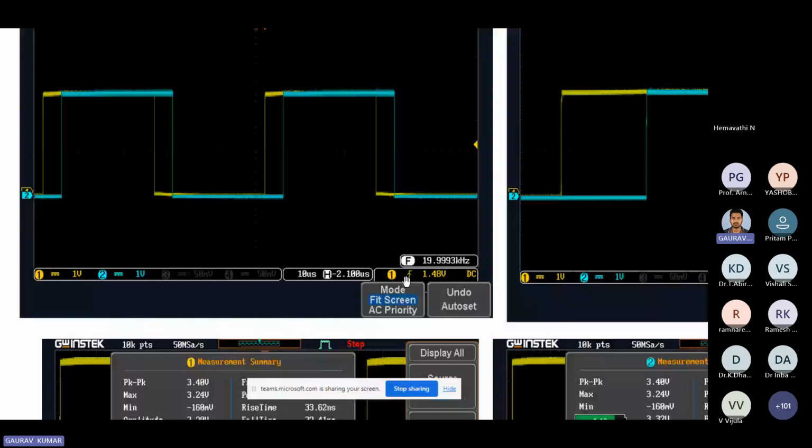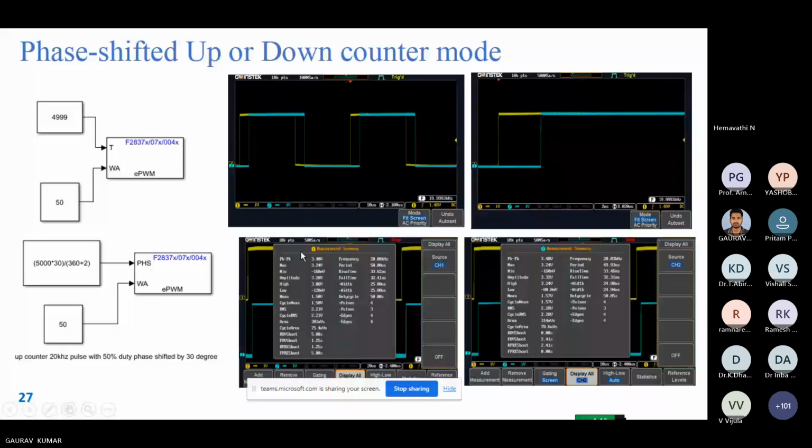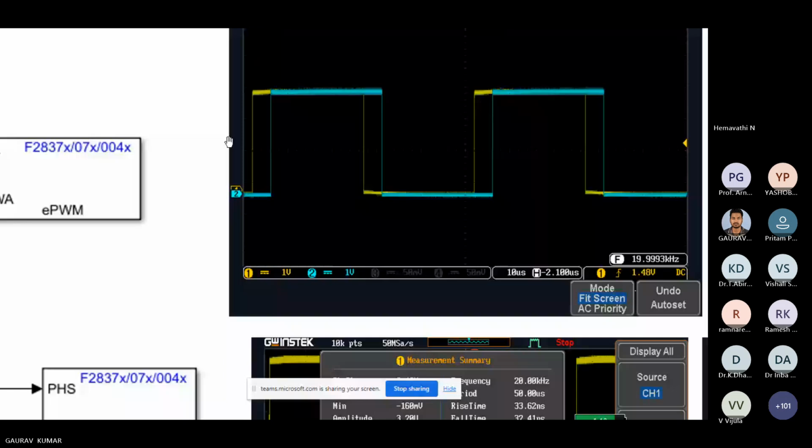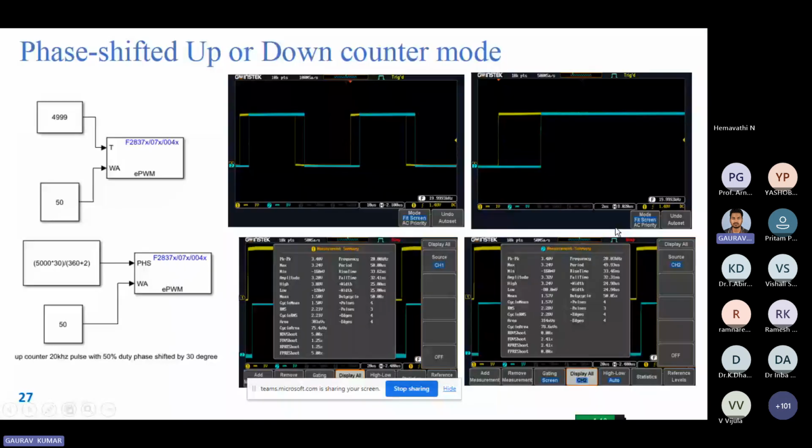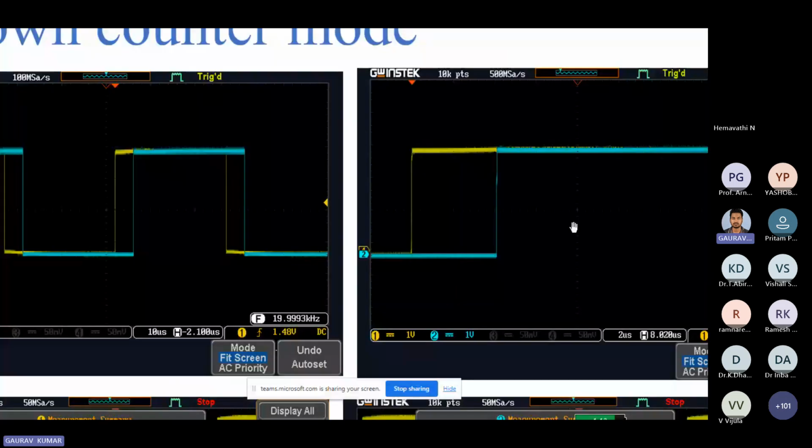Here you can see each block is of 10 microseconds. If you find how much the time is for a 30-degree phase shift, it will come around 4.1 microseconds. So you can see here each block is of 2 microseconds, so 2 plus 2, 4 microsecond delay is there. So it means 30-degree phase shift. Now we go for the next.